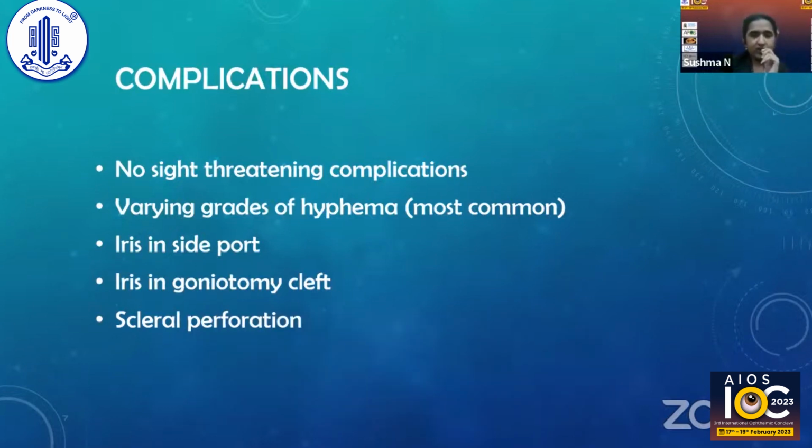Apart from this advantage, some complications are there which we noticed during goniotomy of our patients. What we saw is that there was no sight-threatening complication till date. The most common complication we noticed was the hyphema, and this hyphema was also not that severe. In most of the cases it resolved in 2 days, or sometimes it was there for 3-4 days, but it resolved on its own. We have not done any hyphema drainage for goniotomy. The other complications were iris in the side port, iris in the goniotomy cleft, and scleral perforation. We'll see all these complications one by one.